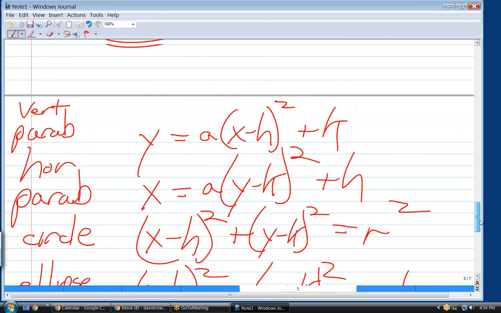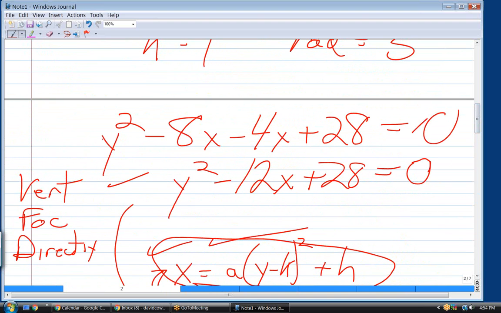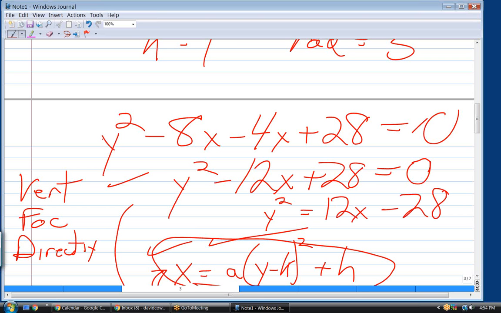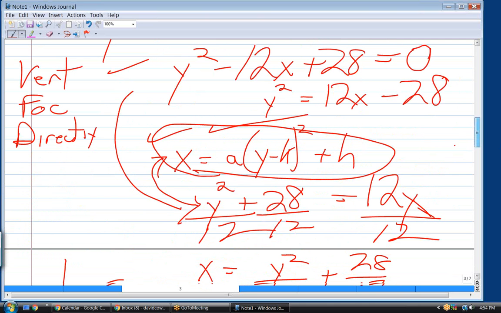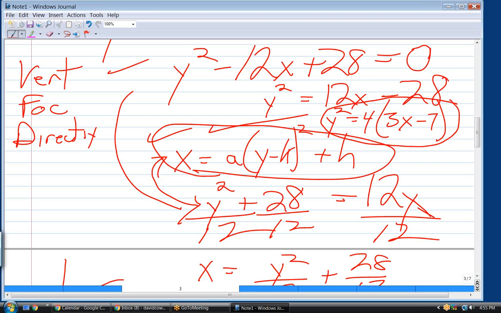Now, the general equation that we got was y squared equals 12x minus 28. Well, we can factor that pretty easily. We can factor a 4 out. So that becomes y squared equals 4 times 3x minus 7. So this right here tells us it's a parabola.